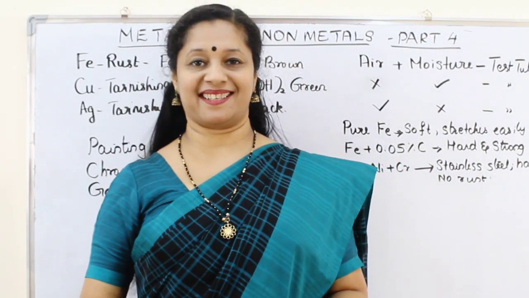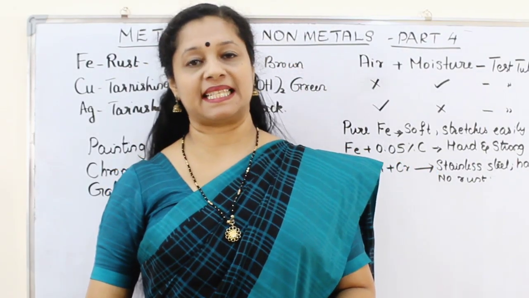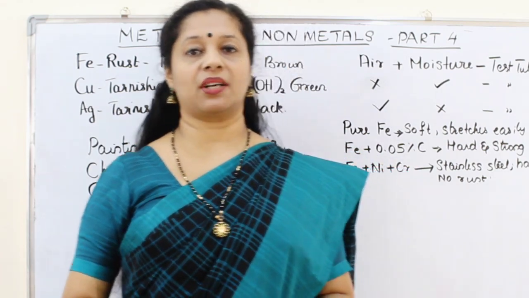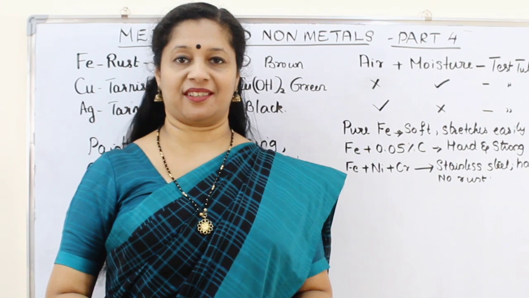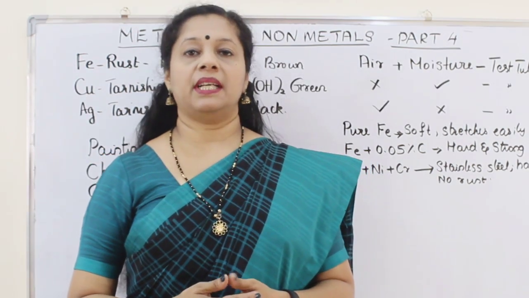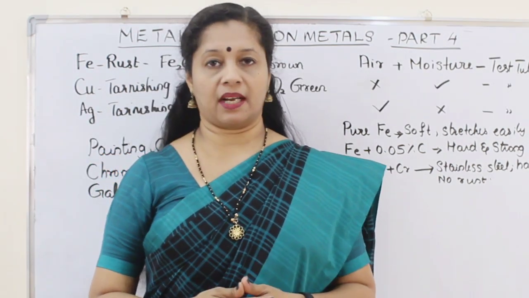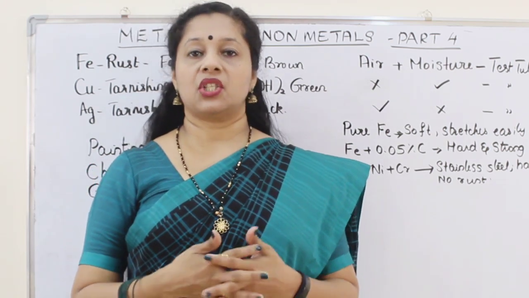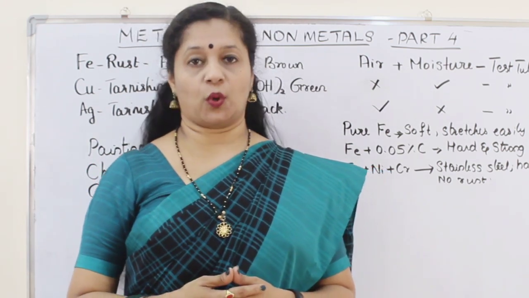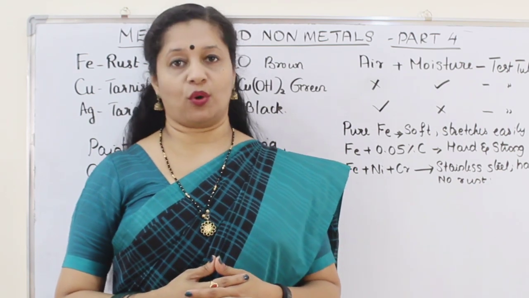I am Soumya Harikrishna. We are learning the chapter Metals and Non-Metals. Today we are coming to the last part of the chapter, about corrosion and ways to prevent corrosion. When a metal is kept open, it will be attacked by the substances around it. It can be air, moisture, acid, etc. Such a process is called corrosion and the metal is said to be corroded.